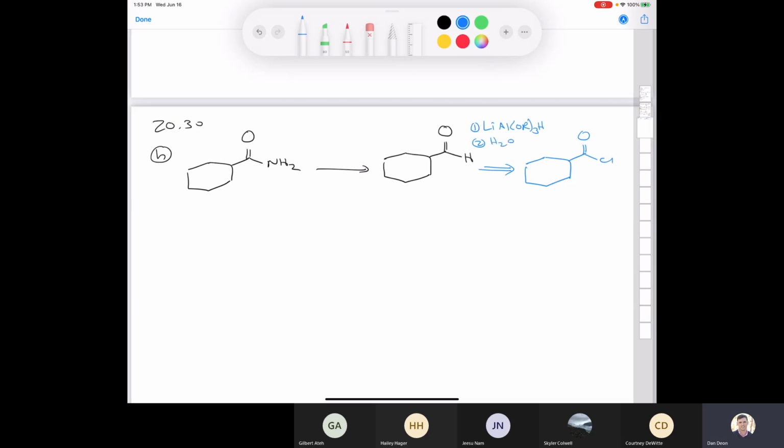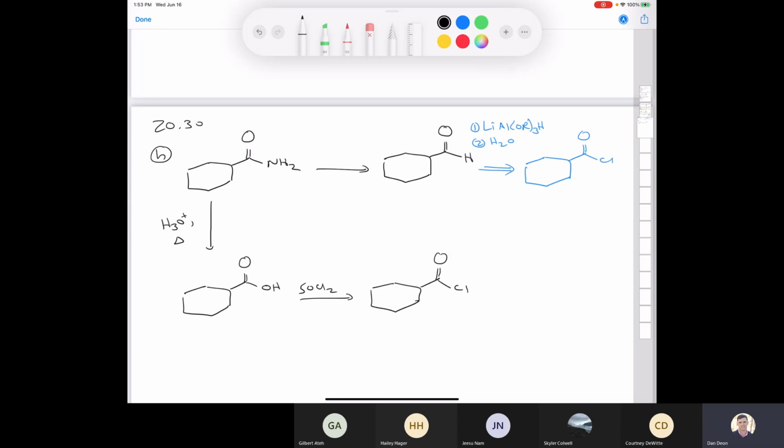Okay. So now the question becomes, how do I get from the primary amide to the acid chloride? Well, that shouldn't be much of a stretch, because we saw that we could hydrolyze an amide. It's not a great reaction, but it does work. We can hydrolyze a primary amide to a carboxylic acid just by heating it up with acid like this. And then we can convert that using thionyl chloride into an acid chloride.